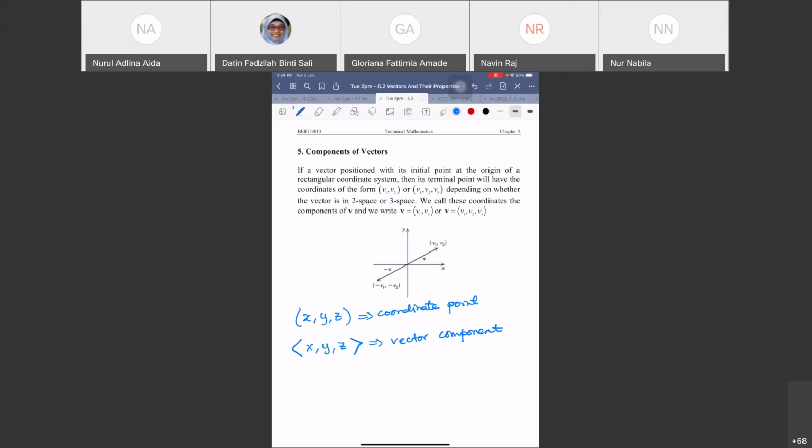So vector component is a similar concept to coordinate point. It's just that when it comes to coordinate point, that means you have one point. Say this is your three-dimensional coordinate system, so your x, y, z. Point means just this one point there, your x, y, z, like that. But if you're talking about a vector, for example, you have one like this, then your component you can represent like that.